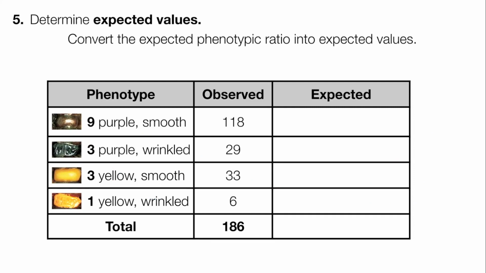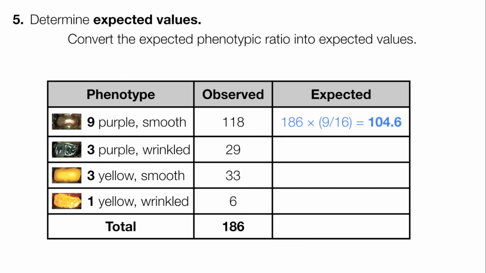And this is where it can be a little bit tricky. But what we need to do is convert the ratio, the 9:3:3:1 ratio, into actual numbers so that we can compare values from the observed category to values in the expected category. And in order to do that, we just need to multiply the total number of observed offspring that we counted, which is 186, by the ratio for each phenotype. So if the first phenotype appeared 9 out of 16 times, then we would multiply, and I'll show you here, 186 by 9 out of 16, which is 104.6.